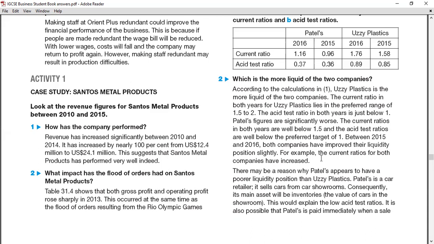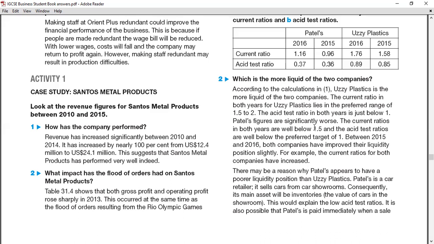For example, current ratios for both companies have increased. Here 0.96 to 1.16. Here 1.58 to 1.76. So you can see the positive momentum is there. And there may be a reason. The second para, I would like to highlight the second para. There may be a reason for this. So reasoning it out is the most important thing.